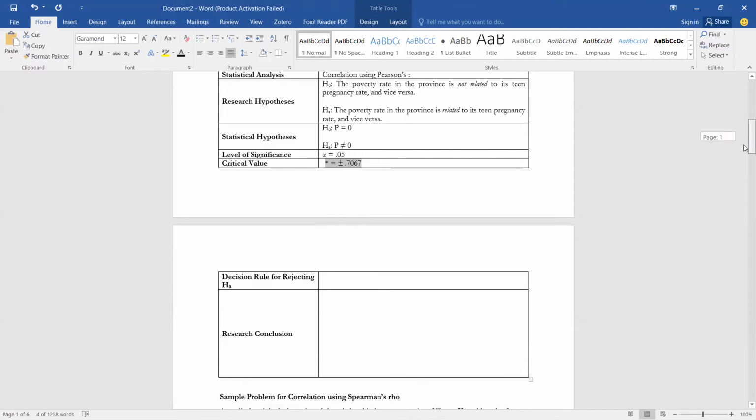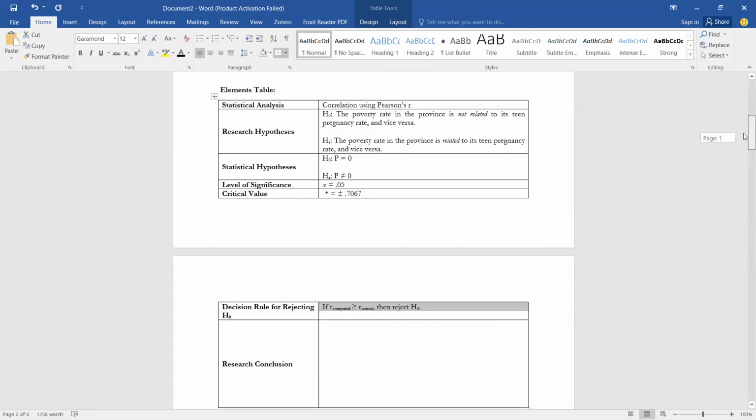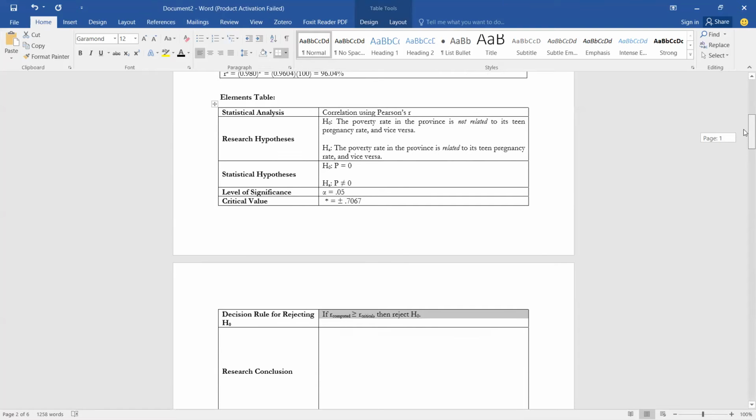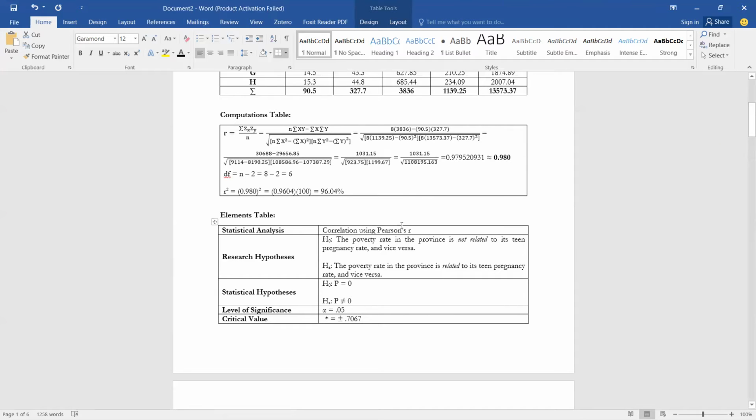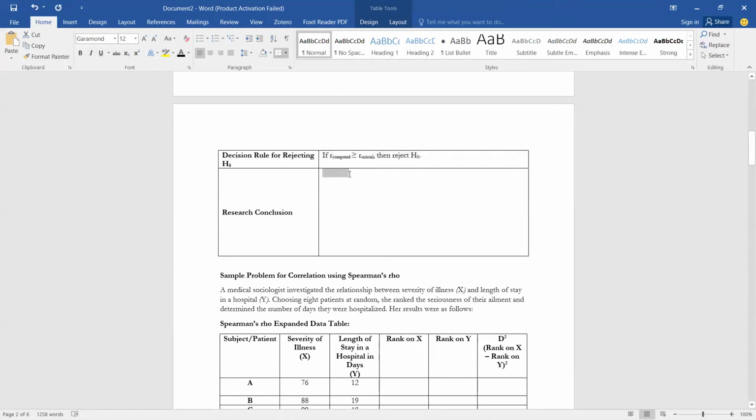Now, as to the decision rule, ganito lang siya. If your R computed is greater than or equal to your R critical, then reject H0. So let's compare. 0.980, is it higher than 0.7067? Yes. Therefore, we reject H0. Now, this is what is crucial here. How do we interpret what we have just done as a whole?